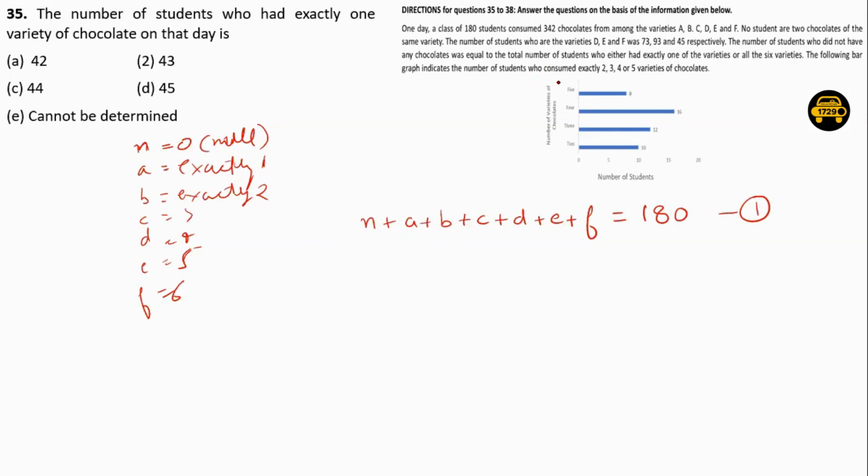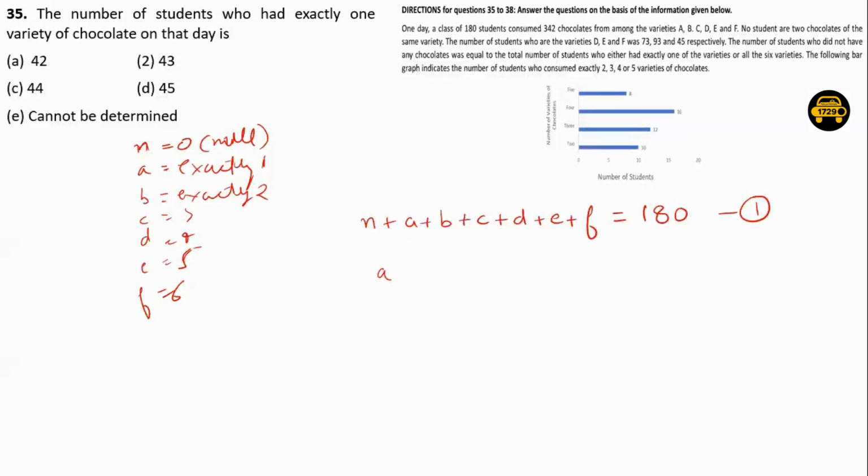Now we can form another equation about the number of chocolates. Of course, the students who are not getting any chocolate will not contribute to any chocolate, so we will not consider N in this case. Now, A is the number of students who are consuming just 1 chocolate. So let's say there are 50 students and everyone is consuming just 1 chocolate. That means 50 chocolates will be consumed, right? And similarly, let's say B is the number of students who are consuming 2 chocolates.